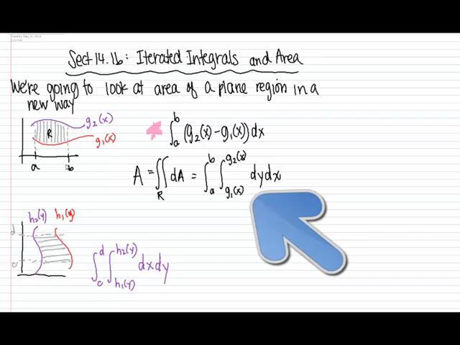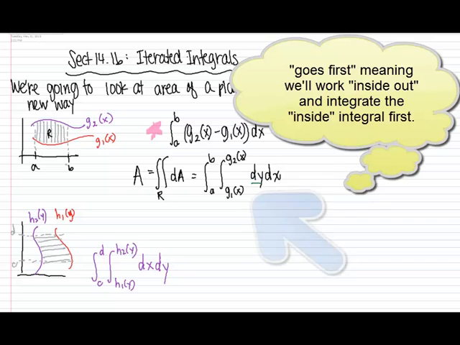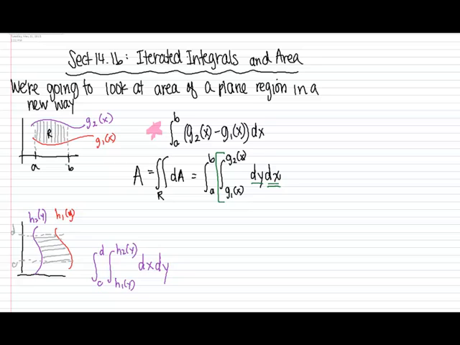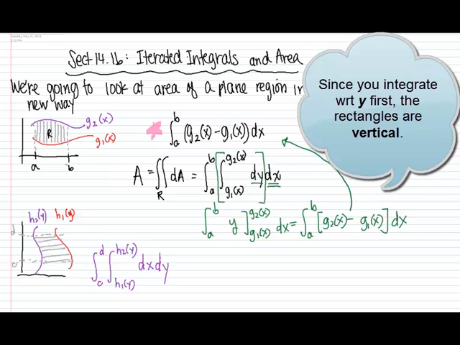This inside part is going to go first, and when we integrate dy with respect to y, we end up with y evaluated from g1 of x to g2 of x. When we plug those in, notice how it just becomes g sub 2 of x minus g sub 1 of x, which is what you're used to. This is what is referred to as regions that are vertically simple, because we are summing up all the rectangles from left to right, and they are all vertical pieces.